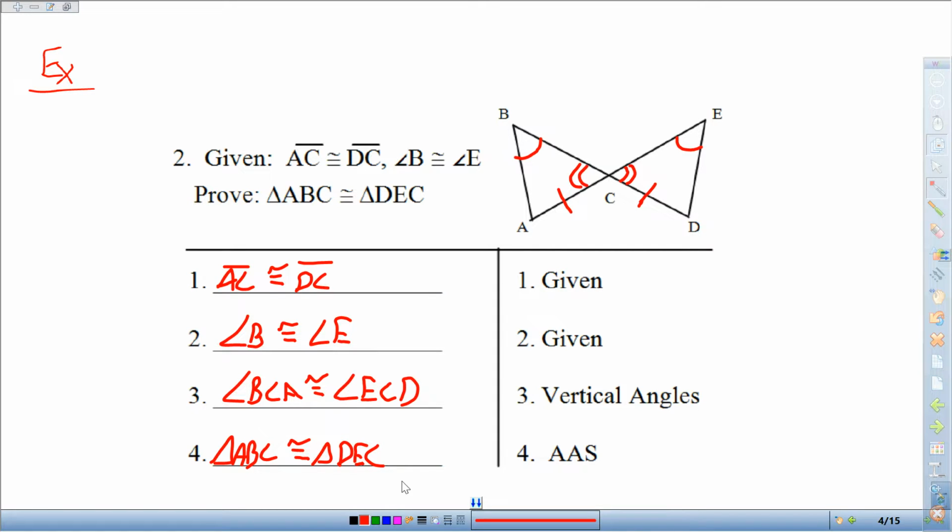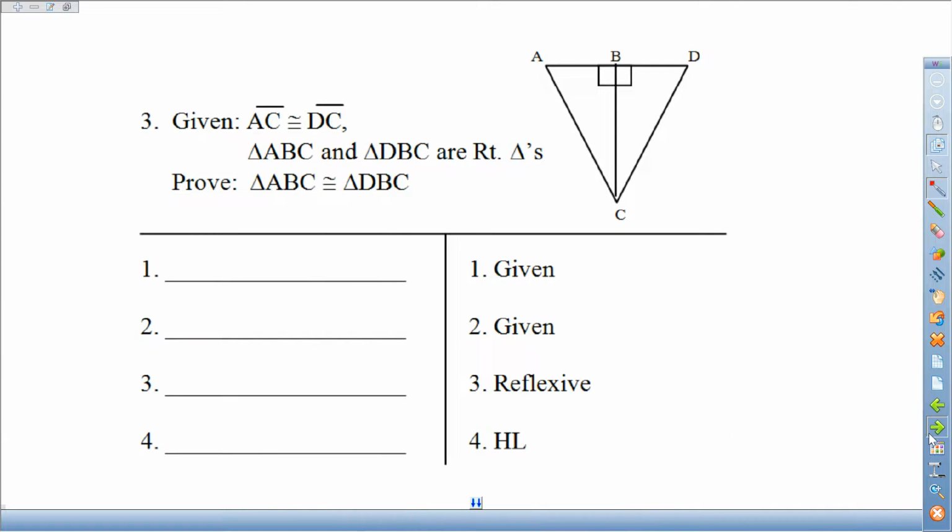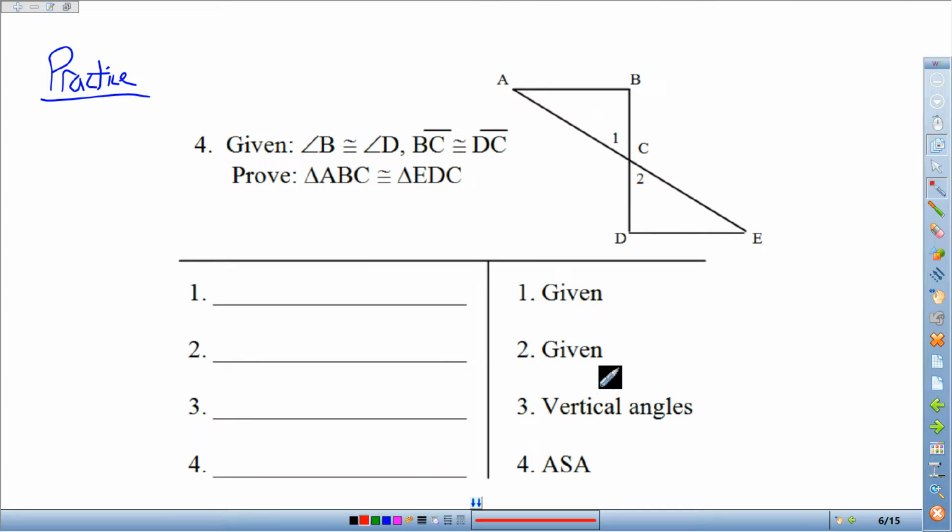Okay, so you can kind of see these statements. They're not too shabby, especially if you're feeling good with the reasons here. So I'm gonna have you guys go ahead and try out one on your own. Let's skip past number 3 for now. I'm gonna have you take a look at number 4, and then we'll keep moving along. Okay, give it a try.